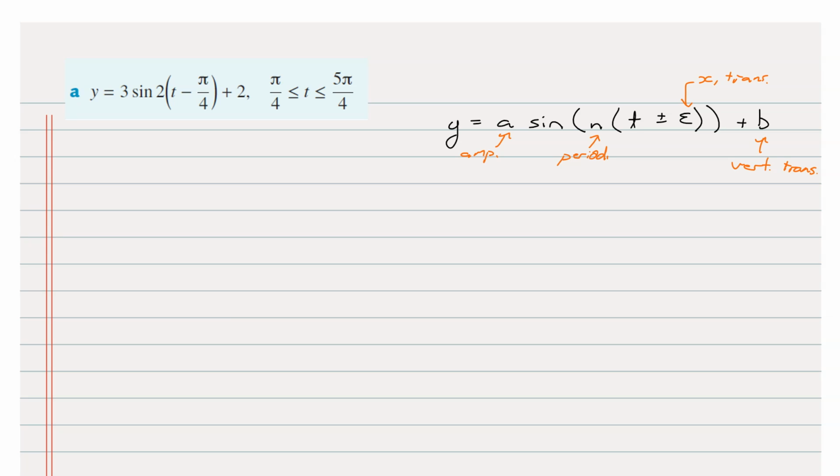So in the form that we've got over here, our a will equal 3. Our period dilation is going to be a factor of 2. The epsilon is going to be negative pi over 4. And finally, our b, our vertical translation, is going to be positive 2.